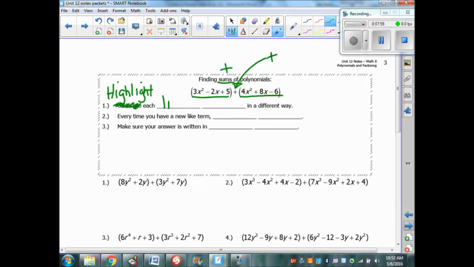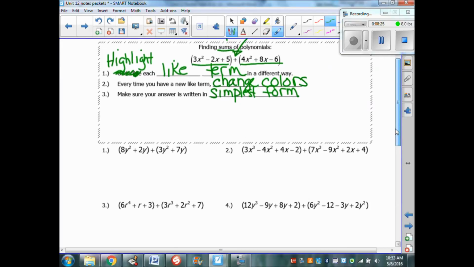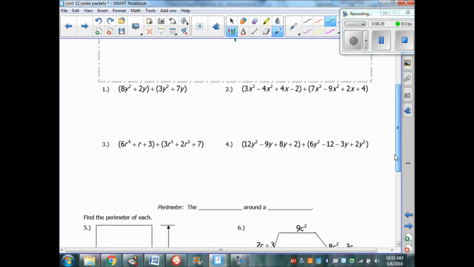You're going to highlight each like term in a different way. And then every time you have a new like term, you can change your highlighting colors. You can use a highlighter, you can use a colored pencil. Make sure your answer is written in simplest form. We are going to do 3 examples together, and then you're going to have the rest to do to come to class with. So let's start off with number 1.